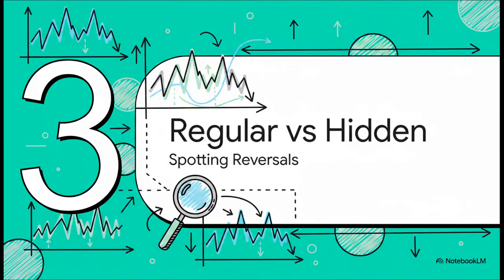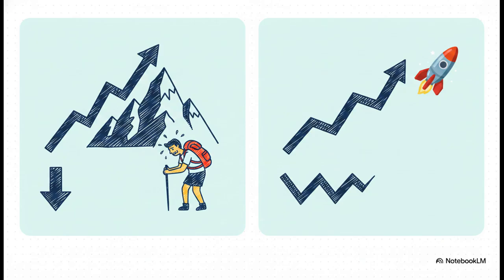All right, Section 3, Regular versus Hidden Divergence. Whenever price and momentum disagree, we call that a divergence. And we've got two main types to break down here. First up is regular divergence. This happens when the price makes a higher high, but your momentum indicator makes a lower high.